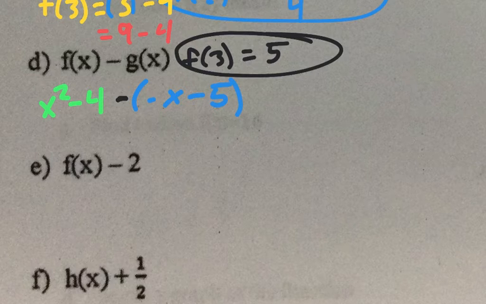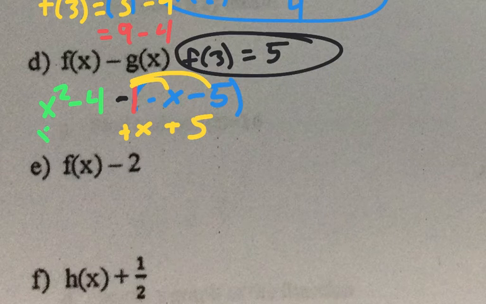Do I have anything in parentheses? Yes. So I need to fix that first. There's a negative out in front of it, so there's an understood negative 1 that you're going to have to distribute. Negative 1 times negative x is positive x. Negative 1 times negative 5 is positive 5. Then I bring down my other function. So now I have x squared minus 4 brought down plus x plus 5.